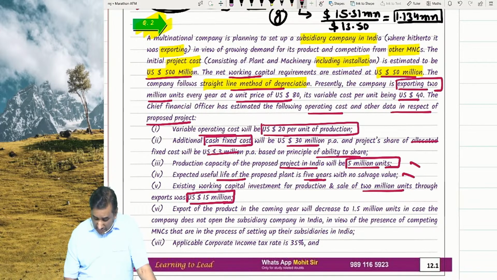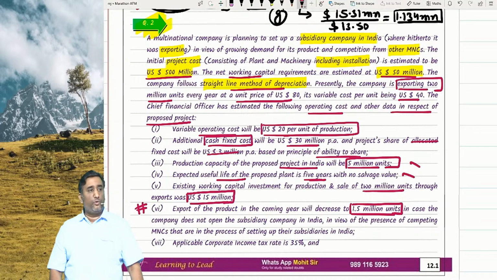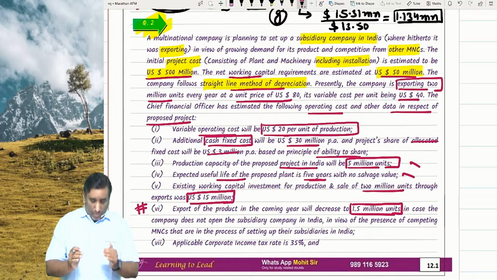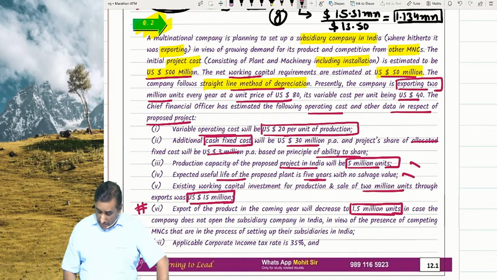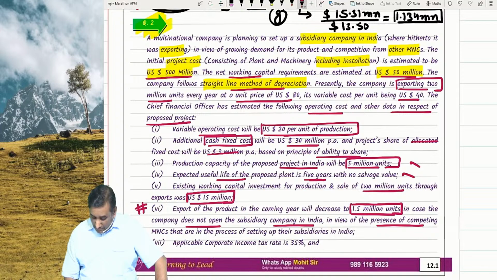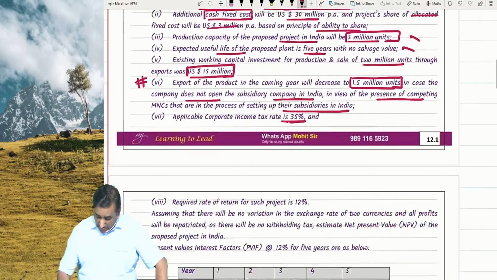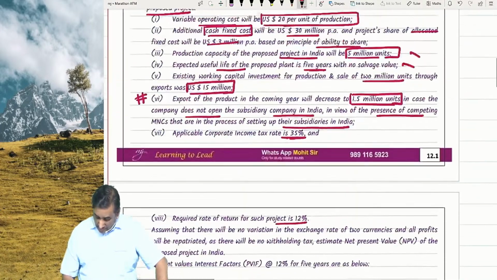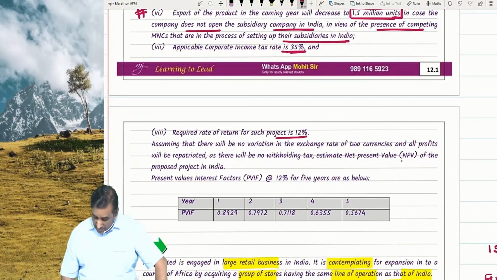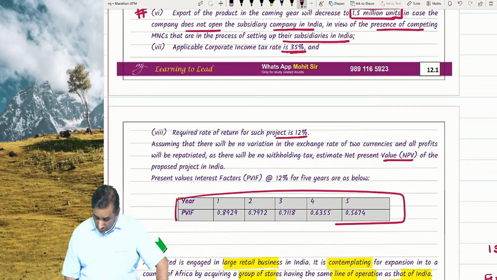Export of the product in the coming year. This is a very important line. Highlight this please. Export in the coming year will decrease to 1.5 million units. Sir, we had 2 million. That means 2 million would be of no use. It means when you're comparing now forecasted, either you have 1.5 million of export or you do the production of 5 million. Export of the product in the coming year will decrease to 1.5 million units in case the company does not open the subsidiary company in India in view of the presence of competing MNCs that are in the process of setting up their subsidiaries in India. Applicable tax rate 35, required return 12%, and there will be no repatriation etc., no withholding tax, NPV, and you have present value factors.